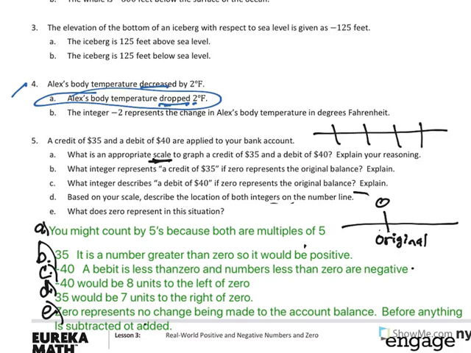0 represents no change being made to the account balance, before anything is subtracted or added. If we decided we're not going to put any money in the account or take any money out of the account, we would just end up with our original amount, and that's where our zero begins. When we come to our bank account and figure out we want to put money in or take money out, how much we put in or take out becomes positive and negative based on where our zero is, which is our original amount.